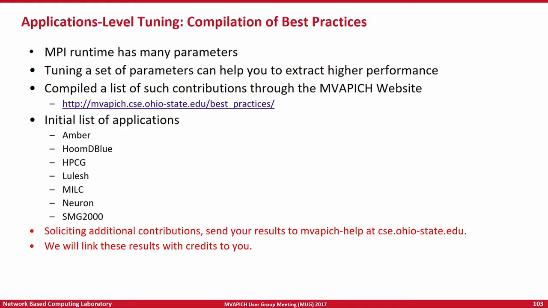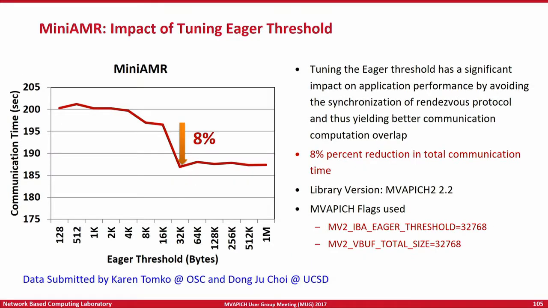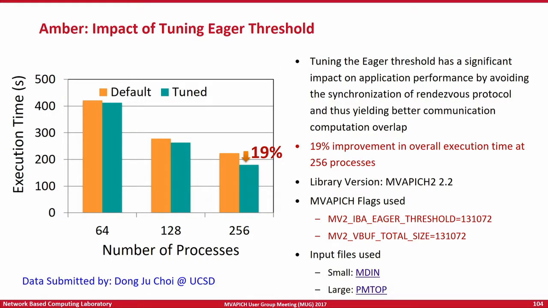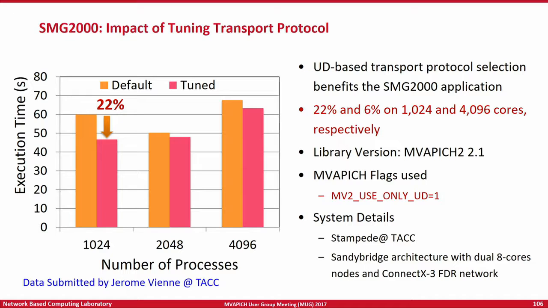In these two examples, we tuned the eager threshold and the VBUF size, the internal communication buffer size, to improve the overall application performance. Here we try to see if we can use different transport protocols to improve the application performance. So here we use the UD transport protocol over the default RC. Same in this application. And we also have a lot of benefits that come due to collective tuning to the performance of end applications.